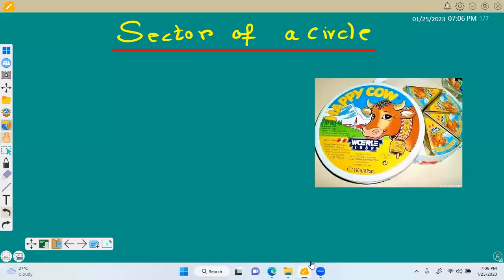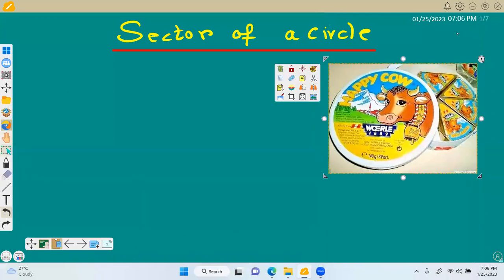Okay, then let's start. Today we are going to discuss sector of a circle. Okay, this is our new part. Write down the topic, sector of a circle. Okay, we are going to remember a sector of a circle by using a piece of cheese.